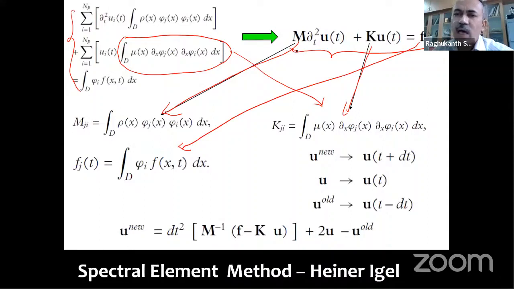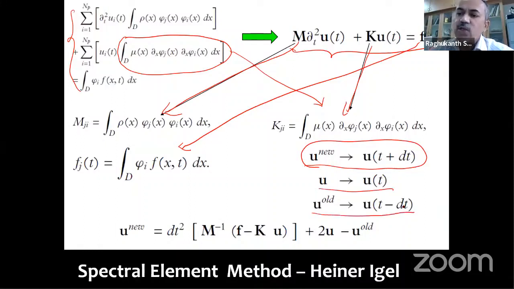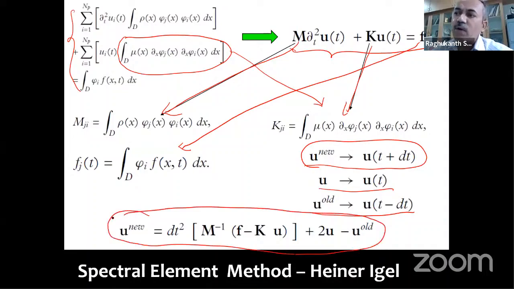You can solve it with many methods you would have studied in dynamics: finite difference, the Newmark method, so many time schemes are there. If you use the central difference scheme, you denote u at t plus delta t, and u at t, and the old one u at t minus delta t. You can use this equation as a time marching scheme to find out u at t plus delta t.